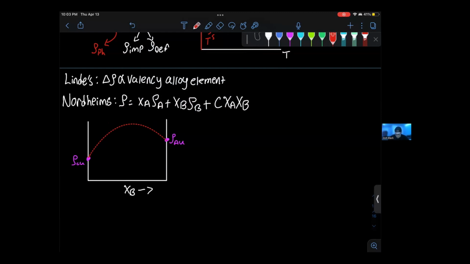Now, what's cool about Nordheim's rule is it includes something a little different that we don't see. At specific points, there's major dips in our resistivity. And this happens at particular compositions. You don't need to know exactly which compositions there are. It's just good to know that there are these certain dips.